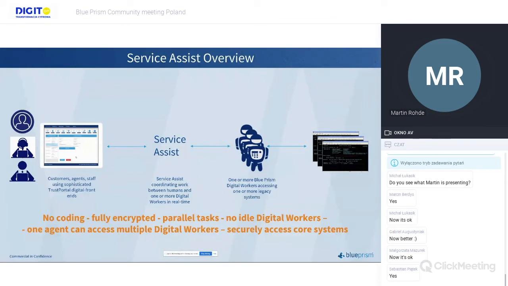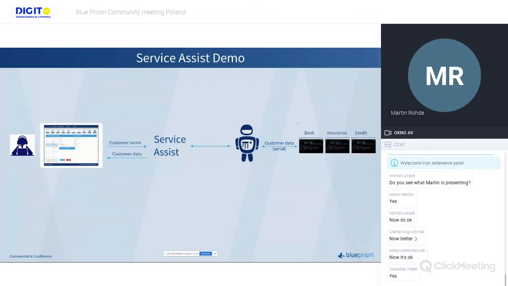So before we go to the demo, this is a very easy picture. We have this front end, which is a website. We can use this with very easy devices. In this case, you see a screenshot of an iPad, but we can work with other technologies also, other backends also. Then we have our Service Assist component, and we have the digital worker. And then in the backend we have our different applications or systems. And this is what I want to show.